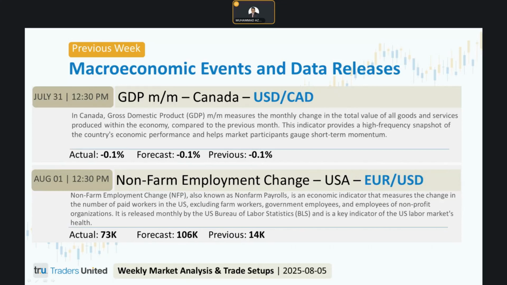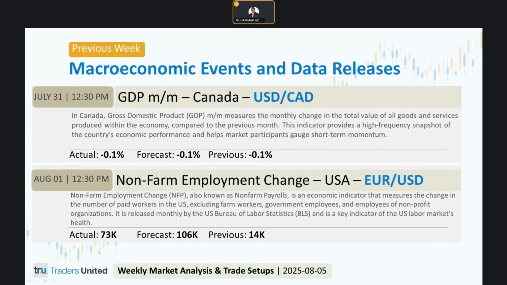NFP is a key input into monetary policy decisions and one of the most closely watched economic reports globally. A strong number generally supports US dollar strength as it suggests economic expansion and potentially tighter Federal Reserve policy, while a weak number can have the opposite effect. Okay, now the previous number was 14K. The forecast was 106K, and the actual number we got is 73K.